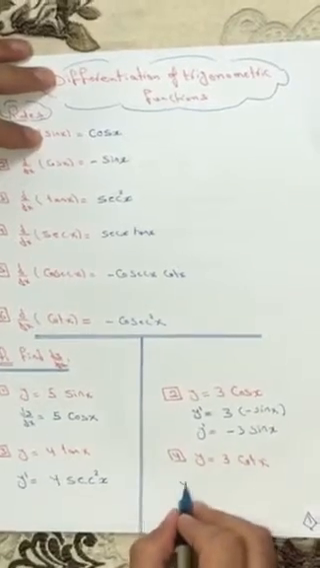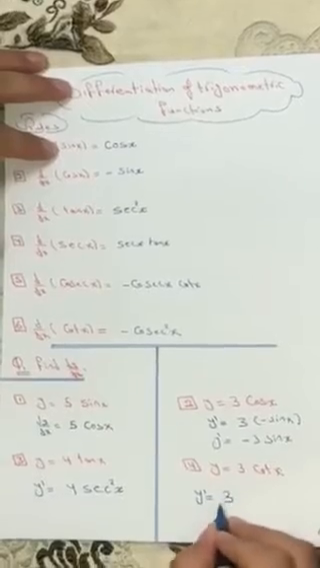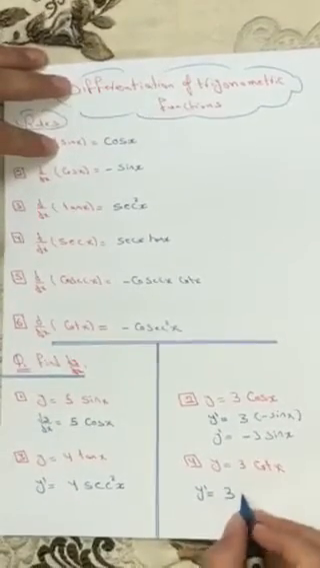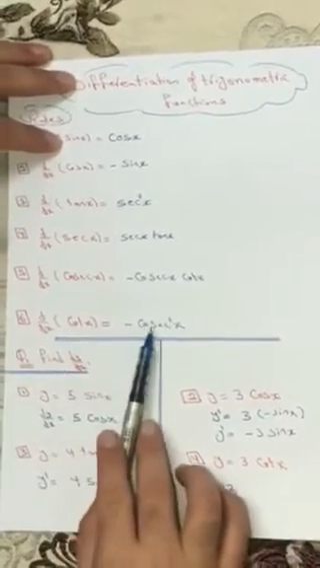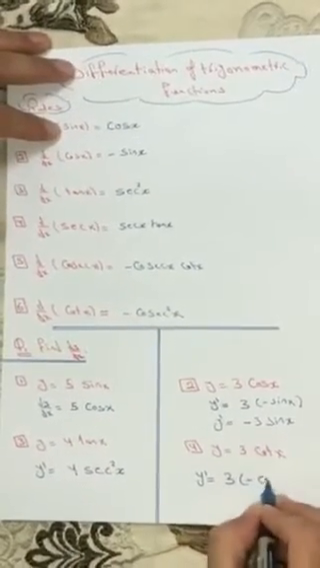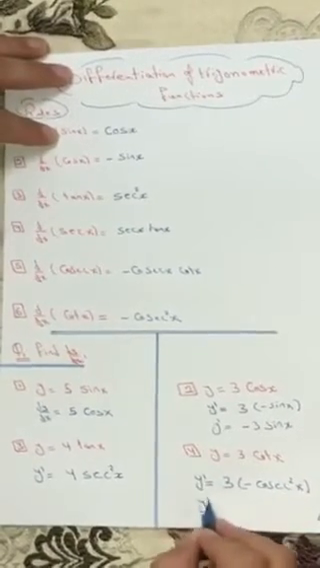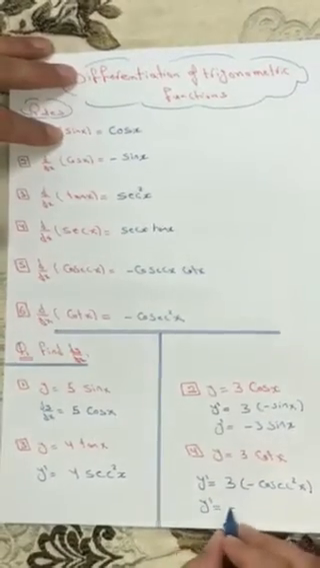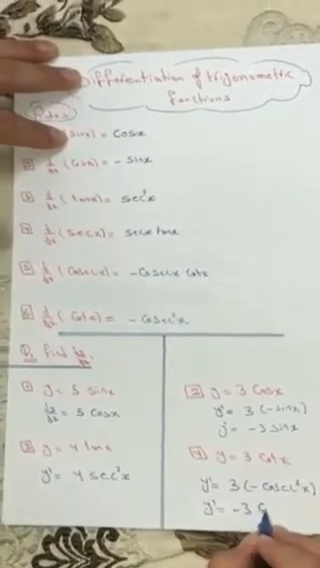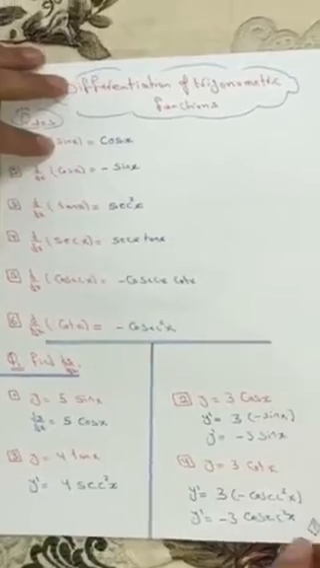Last question, y equal 3 cot x. So y dash equal 3 is a constant. Derivative of cot x is negative cosec squared x. So 3 multiply negative cosec squared x. So y dash equal 3 multiply negative cosec squared x is negative 3 cosec squared x. This is question number 3.